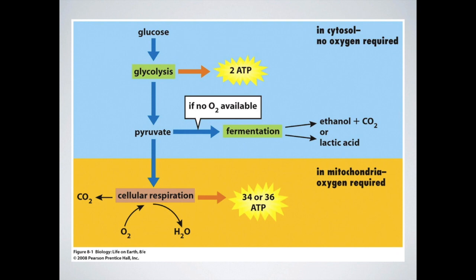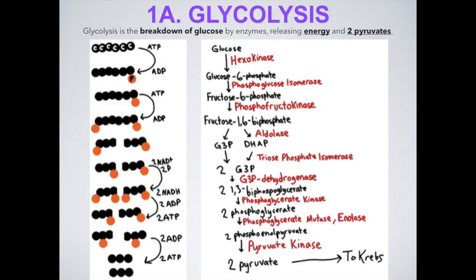As you can see, glycolysis is in the cytosol or cytoplasm. No oxygen is required, so basically not a lot of energy, only 2 ATP, and then it can actually go through something called fermentation. But when we get to the mitochondria, that's when we're going to have tons of energy, tons of ATP produced. Okay, here's the breakdown of glycolysis.